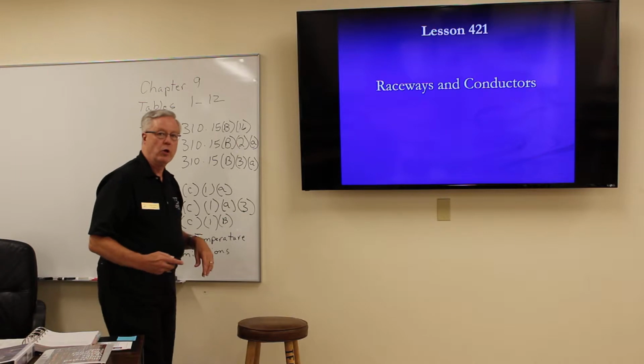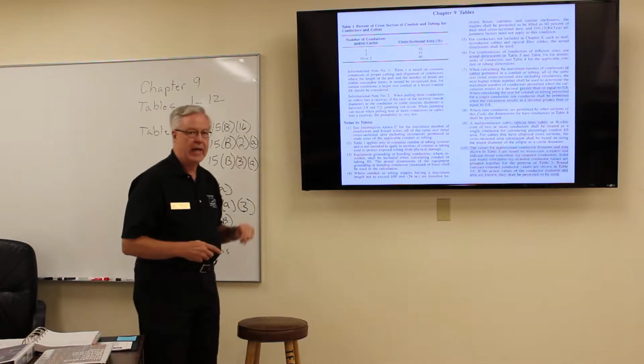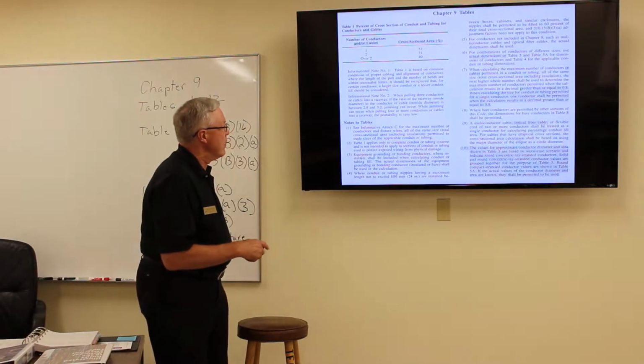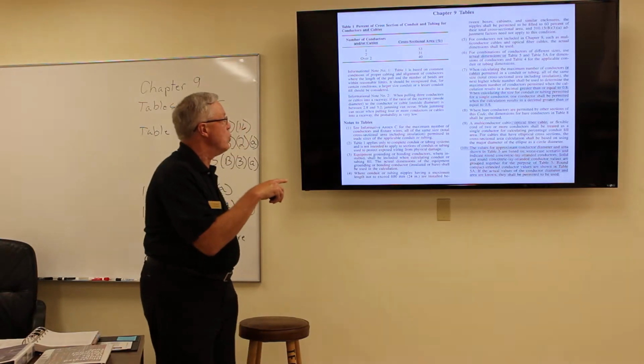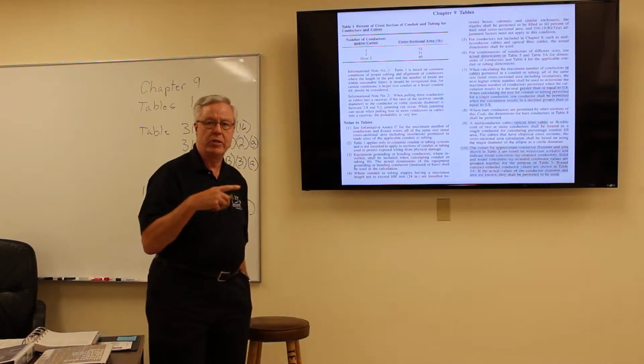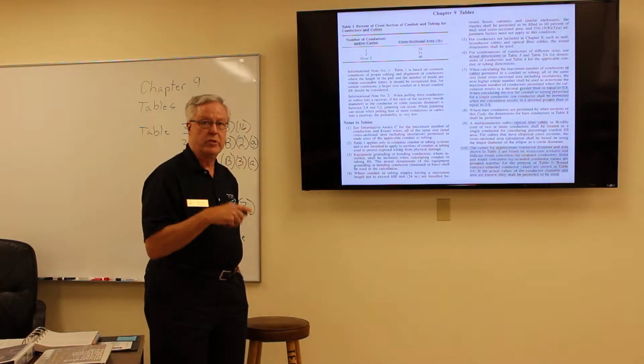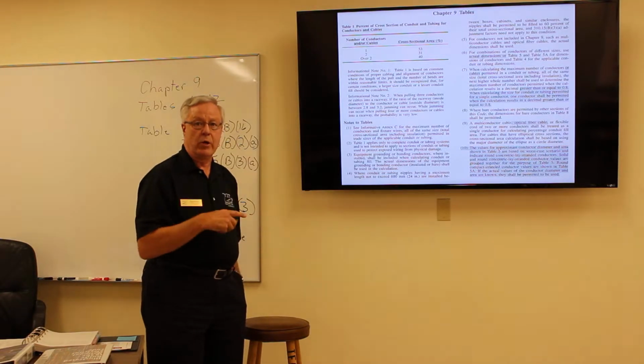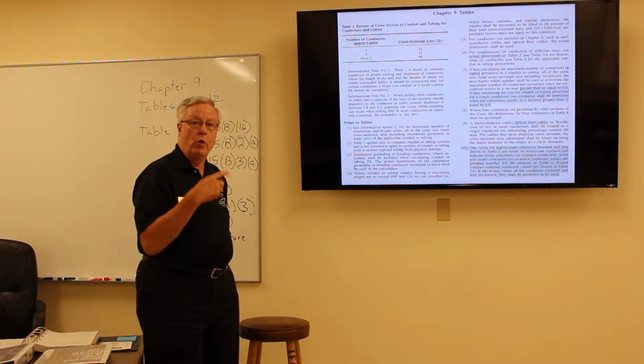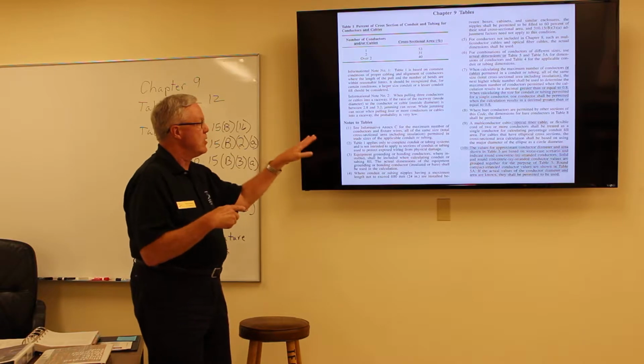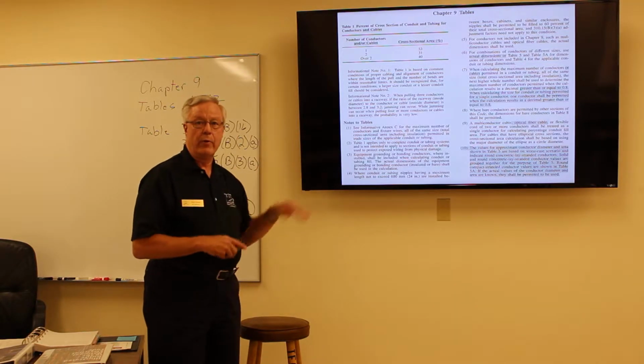First thing, open your code book to chapter 9, table 1. What we have here is the notes dealing with conduit and tubular conductors and cables, the fill of the conduits. To be able to properly size the correct conduit to go along with the conductors inside, you have to use these 10 notes that are in chapter 9.